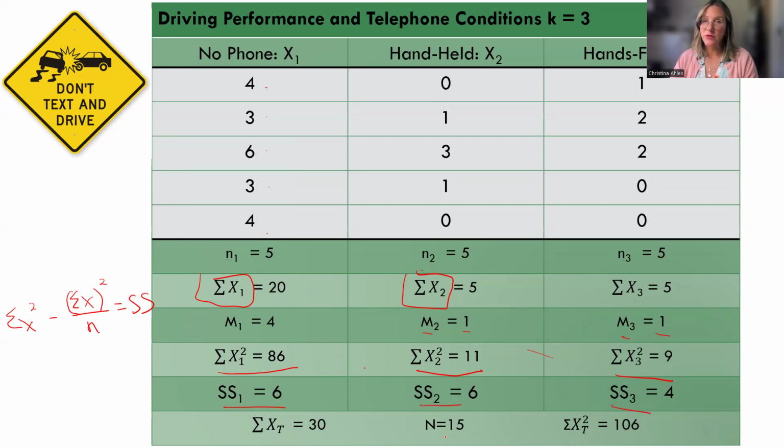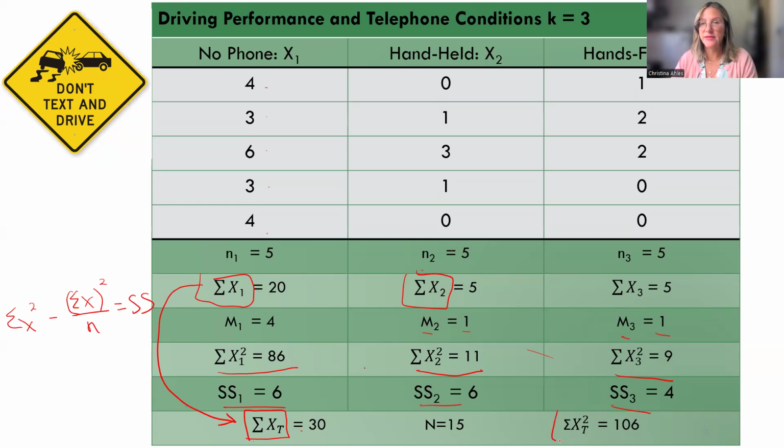You have your capital N, which is 15. So if you look, there's 5 in each group. 5 times 3 is 15. Now, there's a couple of new ones here. If you see, there's sum of X subscript T. This is just adding up all 3 of the sum of X's. So 20 plus 5 plus 5 is how we get this sum of X T.